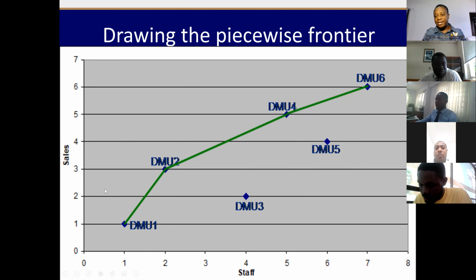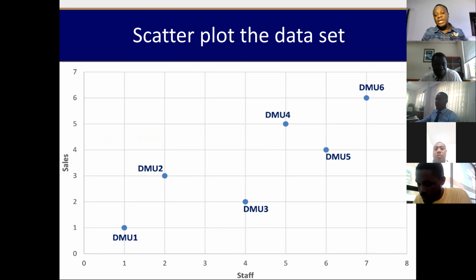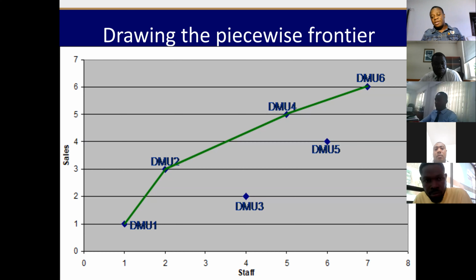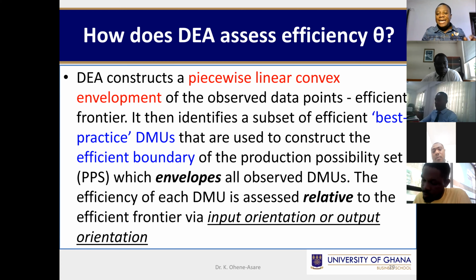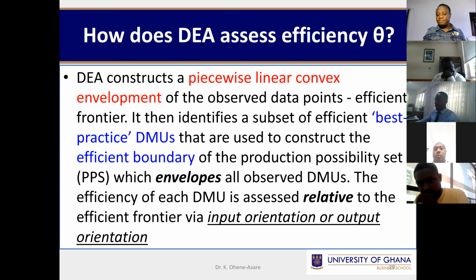Now, once DEA has done that, you have the data sets, you draw a line on the extreme to envelope the data set. Once you've done that, it will identify a subset of firms that are on the frontier. The DMU1, DMU2, DMU4, DMU5, these ones are on the frontier. It will identify these automatically.